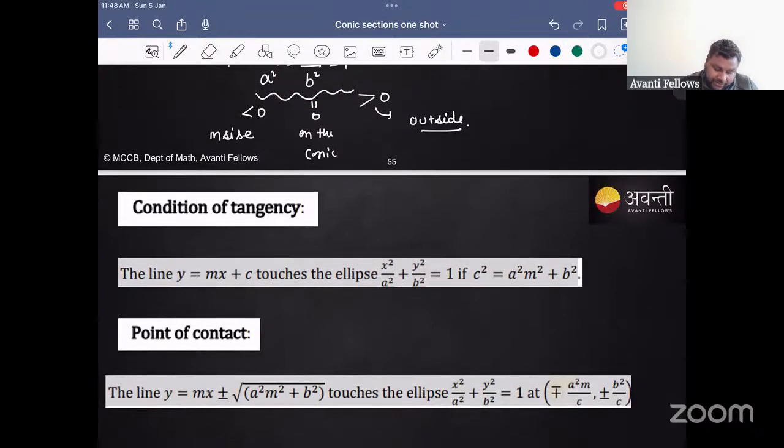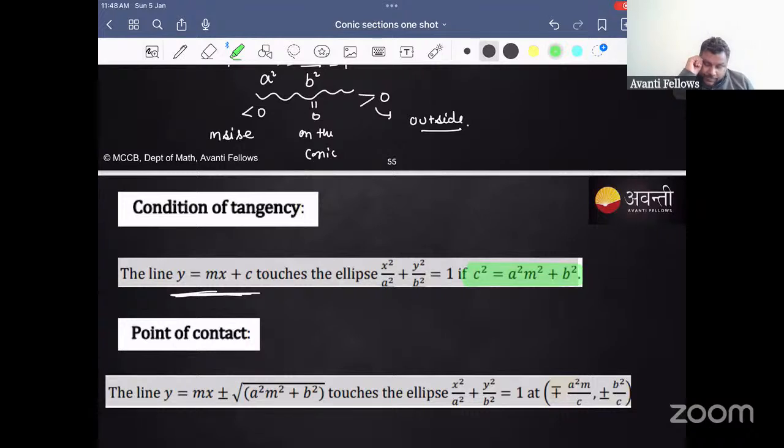Now, condition of tangency. So line y equals to mx plus c touches the ellipse x square by a square plus y square by b square equal to 1 if, very important, c square is a square m square plus b square. Got it? So this line y equals to mx plus c touches the ellipse if c square is equal to a square m square plus b square. Got it?